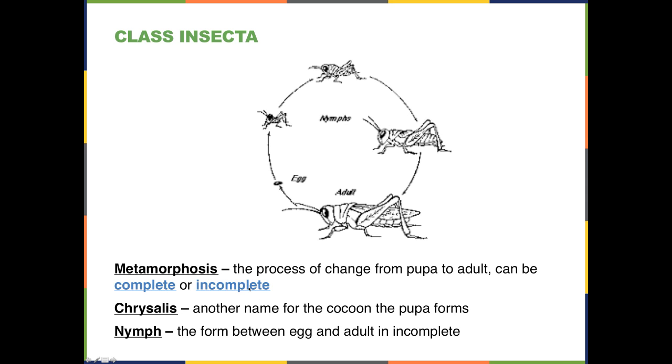Now, incomplete metamorphosis occurs, and it's shown in this diagram, where you have the egg, and the egg hatches and forms what's called a nymph. Now, the nymph looks very much like the adult in many ways, and then all that happens is this nymph gets bigger and bigger until it becomes an adult. And so that's incomplete metamorphosis. The chrysalis, as I said before, is another name for the cocoon in which the pupa enters, and then the complete metamorphosis occurs. And the nymph is the form between egg and adult in incomplete metamorphosis.